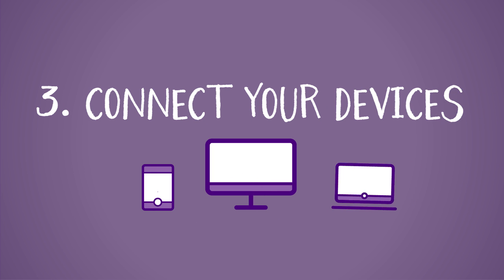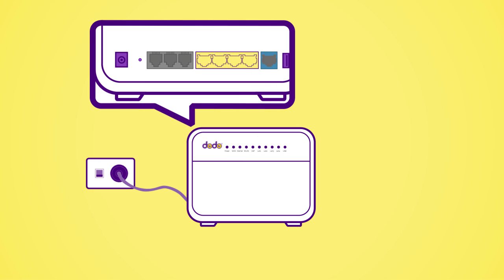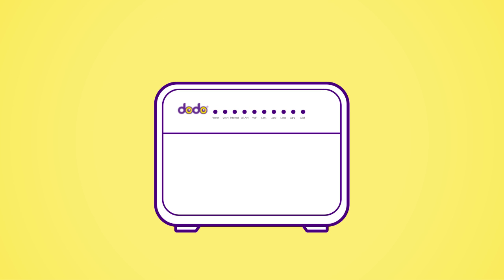Connect your devices. Firstly, connect your power cable from the port on the back of the modem to the power socket. Now, connect the phone cable from the DSL port to the telephone socket in your wall. Now power on the modem. Your modem is now auto-configuring, and this may take up to 15 minutes. After this time, these are the lights that should be on.